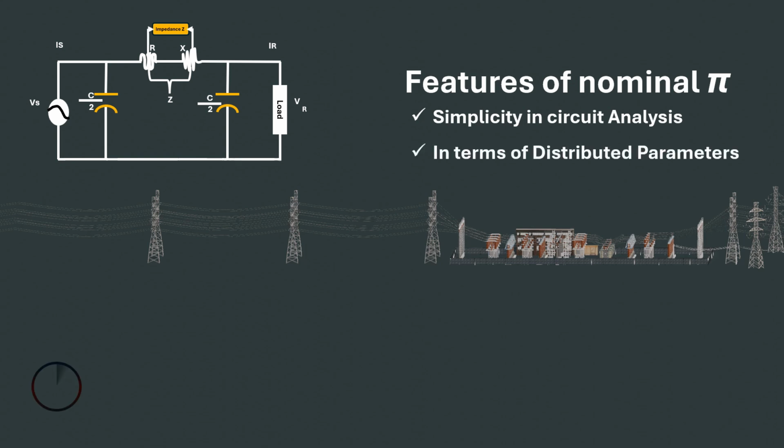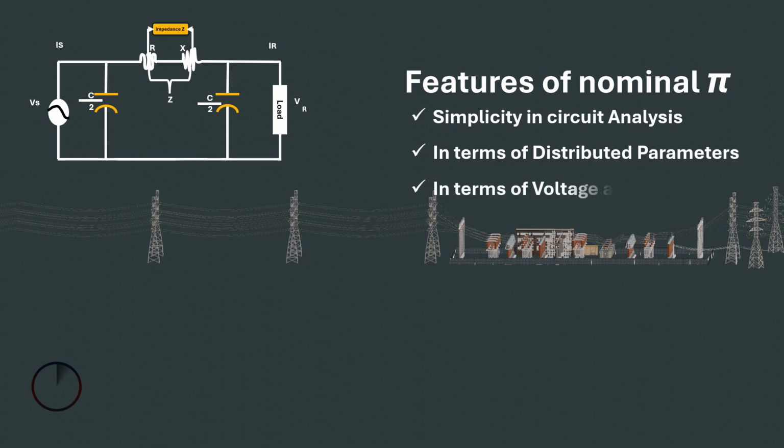2. In terms of distributed parameters, transmission lines usually have distributed parameters all over the lines, such as resistance, inductance, and capacitance, rather than lumped parameters. The Pi model makes it possible to effectively capture these distributed effects by representing the line with series inductance, resistance, and shunt capacitance.